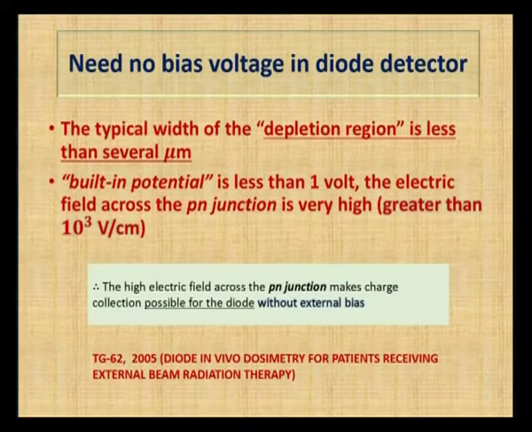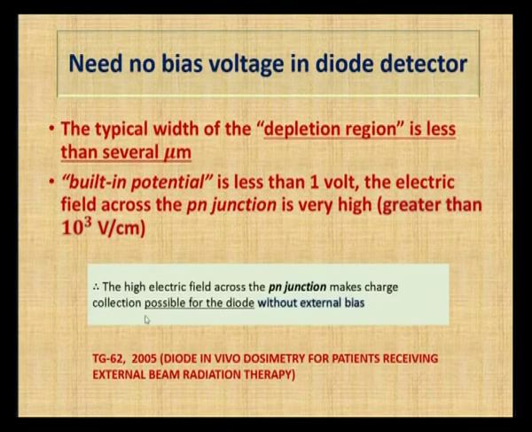So the photo generated hole will move to the p side and the photo generated electron will move to the n side. Next, we know that there is no need of bias voltage in a diode detector, since it is going to work in a reverse bias mode. Typically the width of the depletion layer region is less than several micrometers. Because the depletion layer is very thin, there is no need of any bias voltage. This diode will act as a detector because of illuminating photons on the intrinsic layer.